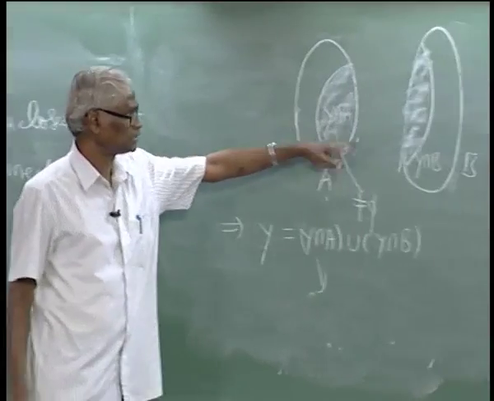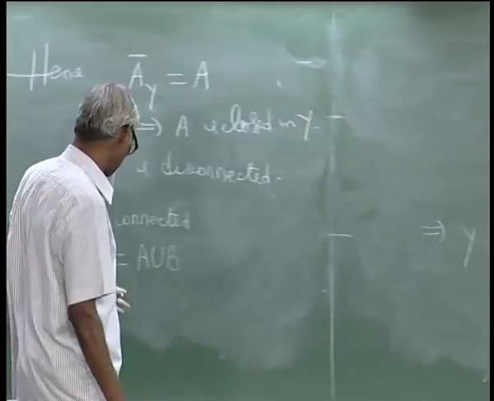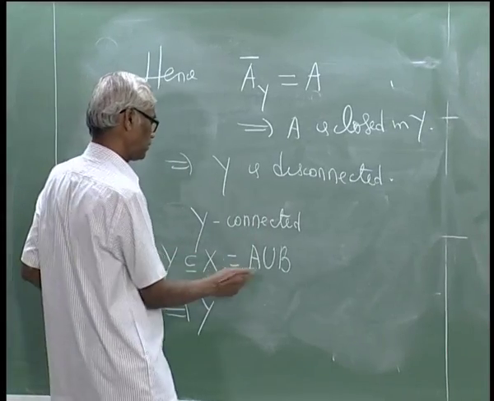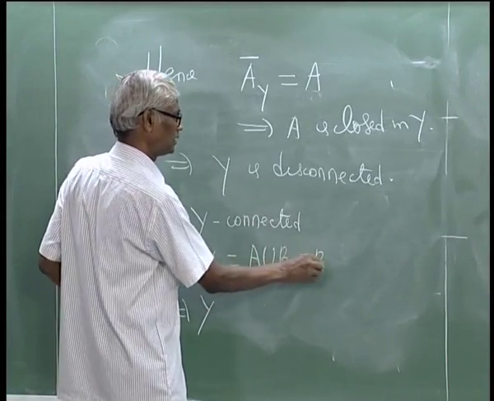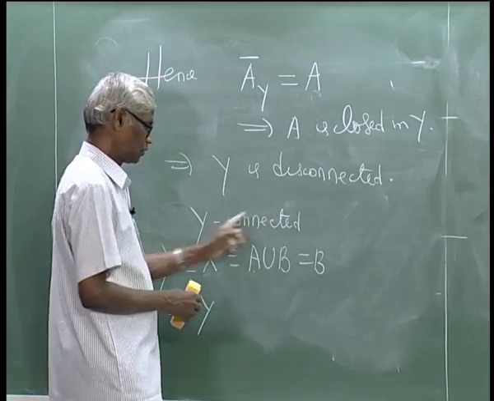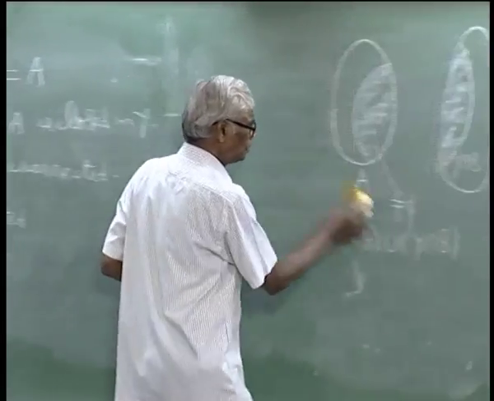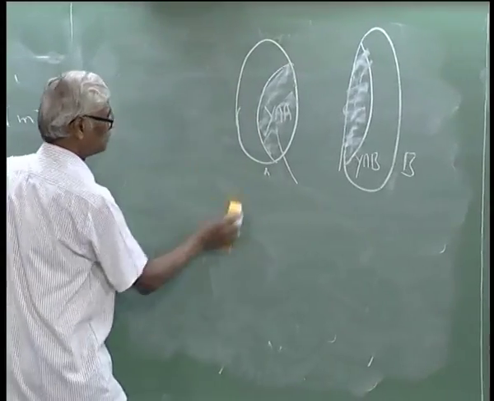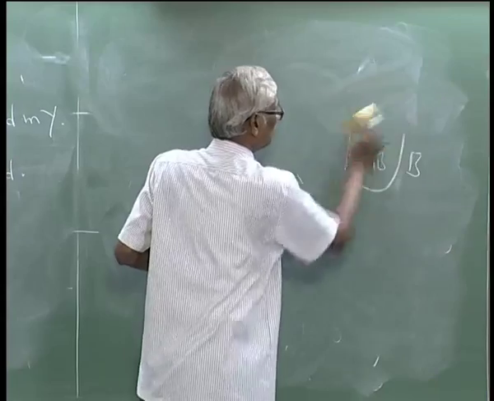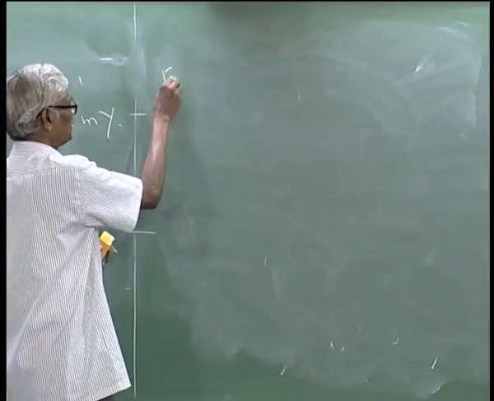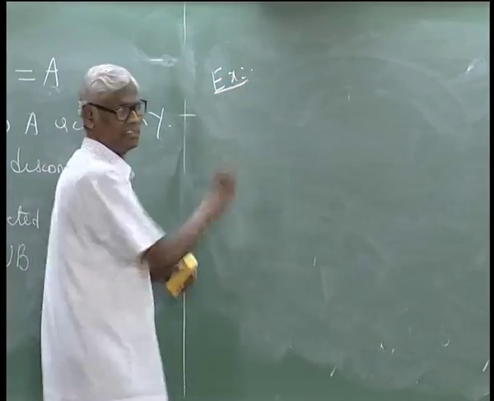So one of the sets should be empty, which implies Y should be contained in one of them. Suppose A intersection Y is empty, then Y will be contained in B. So, using this idea, we can prove the following exercise.